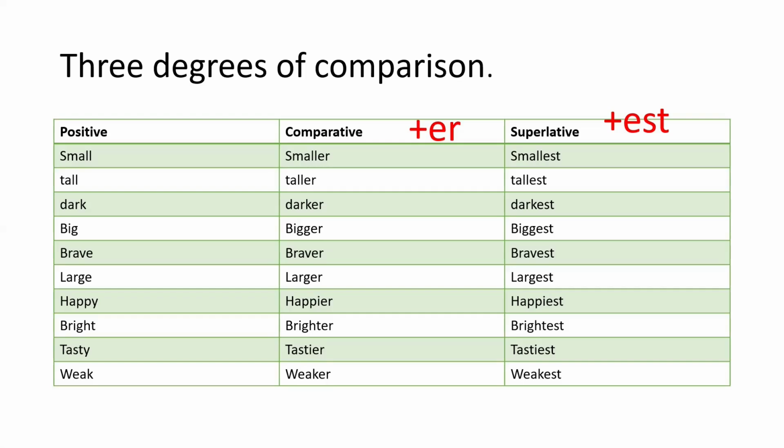Now here you can see we add ER for the adjective. The third degree is the superlative degree. We add EST there. Small, smallest. Dark, darkest. Big, biggest. Large, largest. And bright, brightest. Now it's easy to remember this. Small, smaller, smallest. Dark, darker, darkest. Big, bigger, biggest. However, we apply this theory to one syllable adjectives.